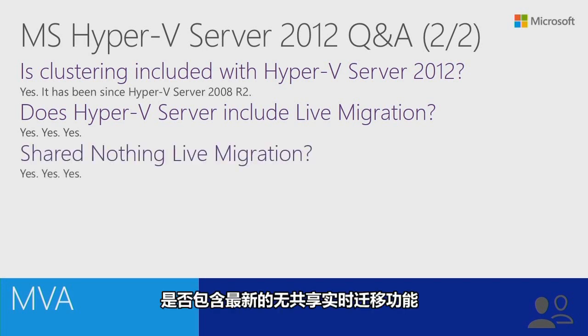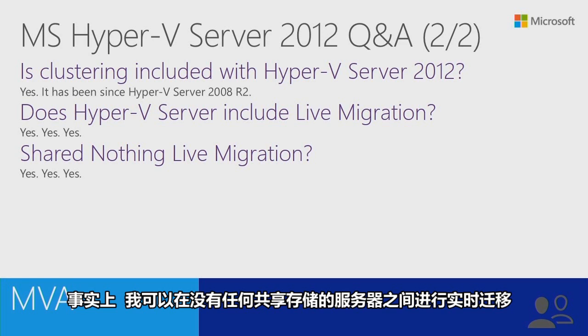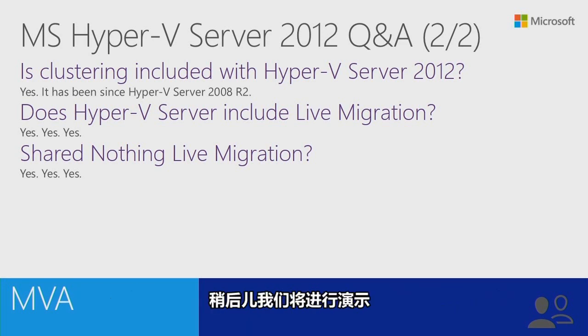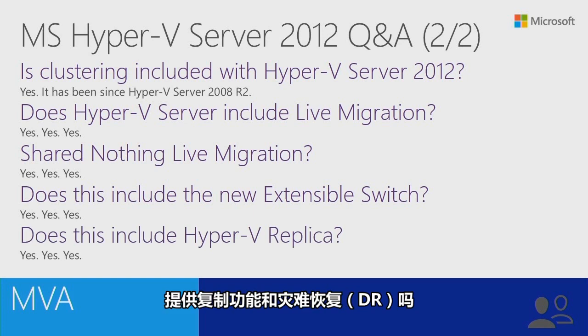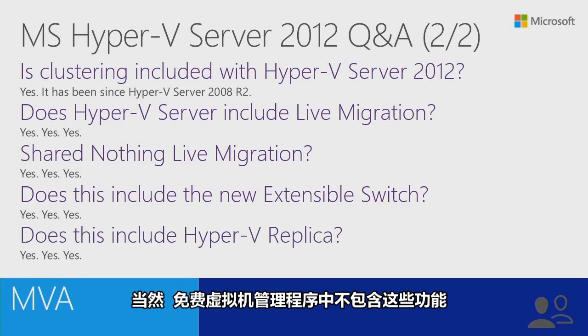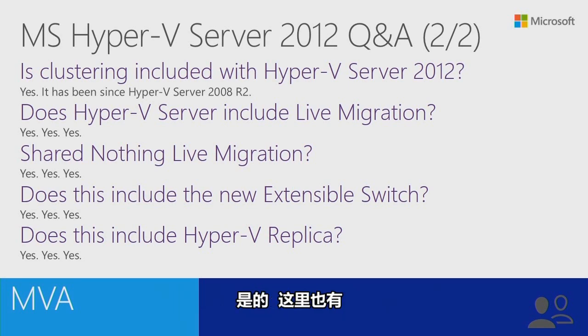How about the new shared nothing live migration? The fact that I can live migrate between servers that don't have any shared storage, which we'll get to in a demo a little bit later. Yes, that's included there as well. What about the new extensible switch? Come on. Yeah, that's in there as well. What about replication? What about disaster recovery? Certainly you're not including that with the free hypervisor. Yeah, that's there as well.